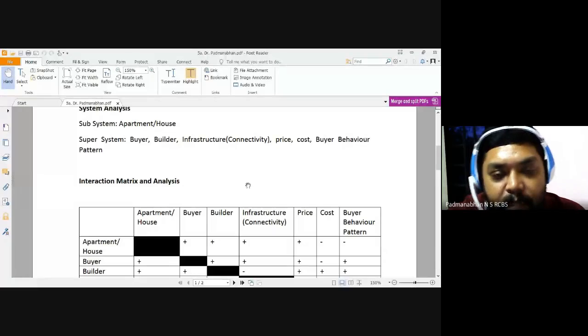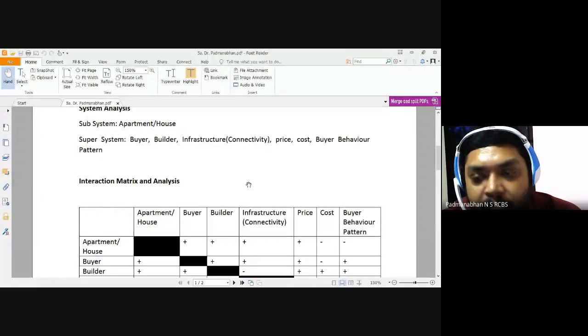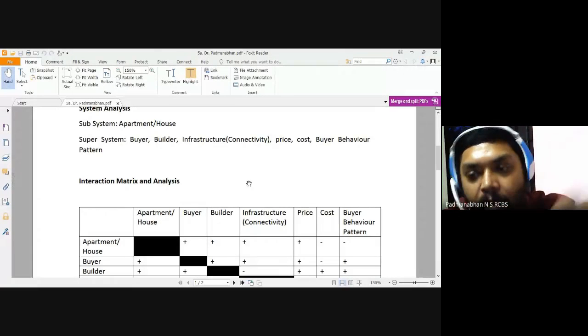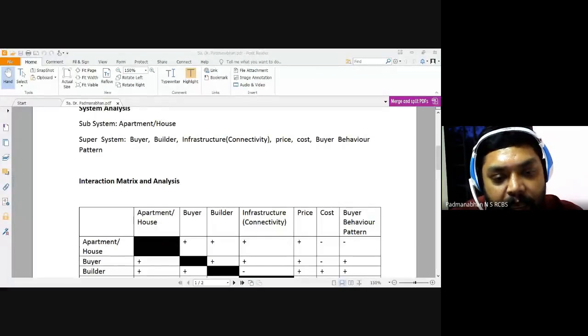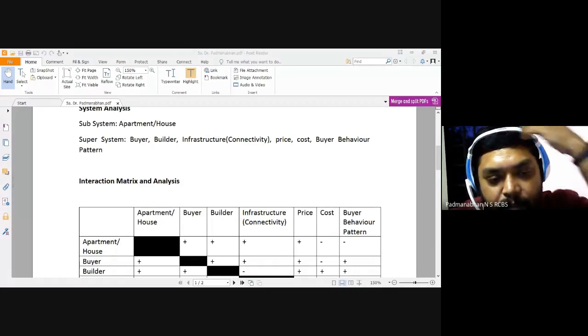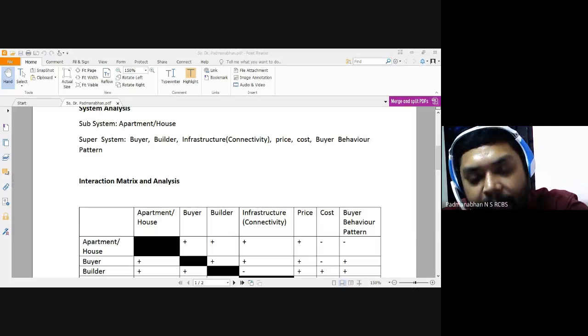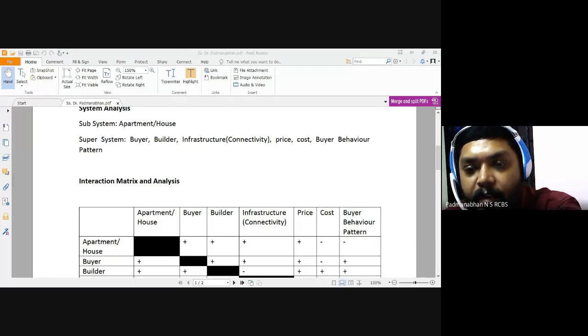And the supersystem is the buyer, builder, infrastructure. Infrastructure means the connectivity, all electricity or maybe road, railroad, all this connectivity I put together as infrastructure here. Price, cost, buyer behavior pattern. And when you look into the interaction matrix over here, it is again apartment have got something. This is what the plus and minus.